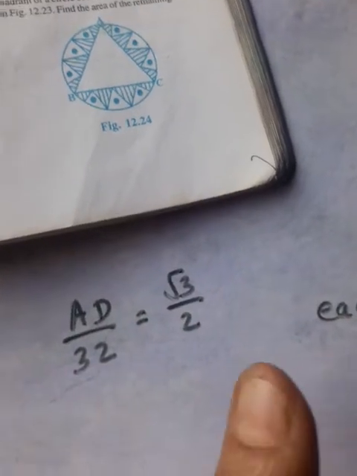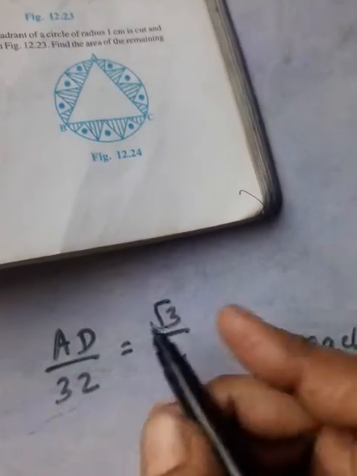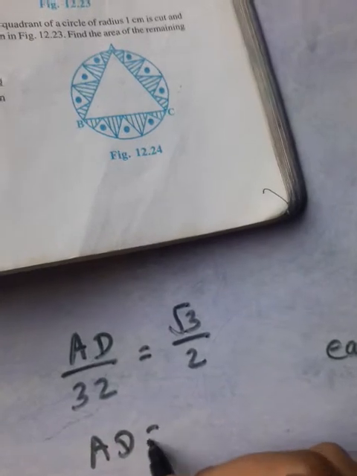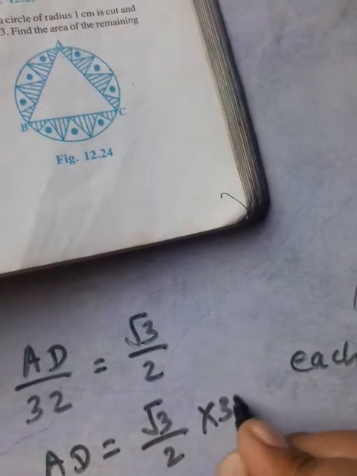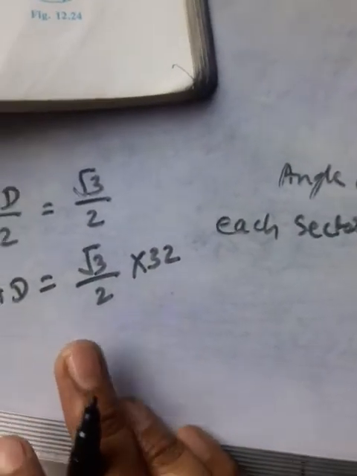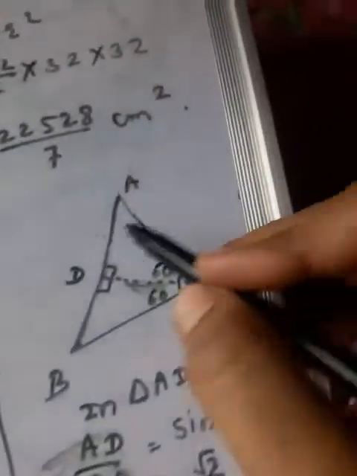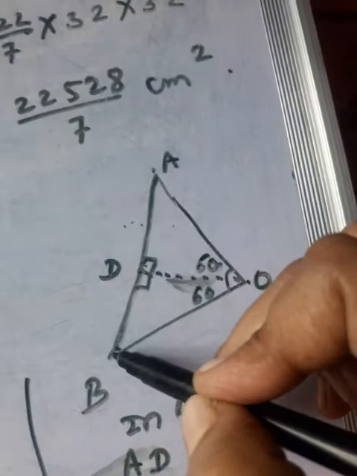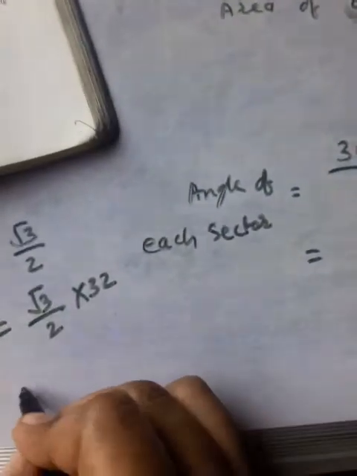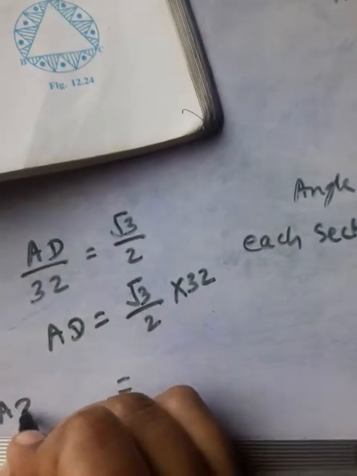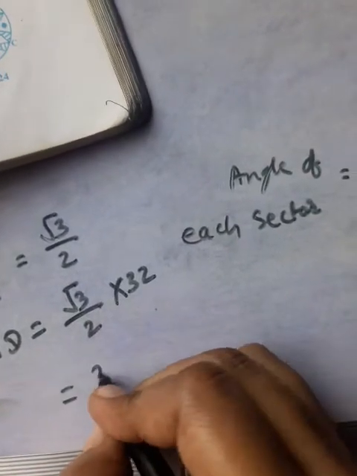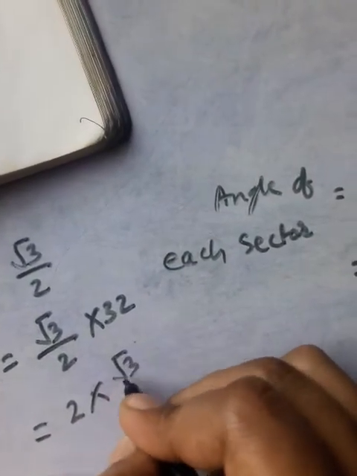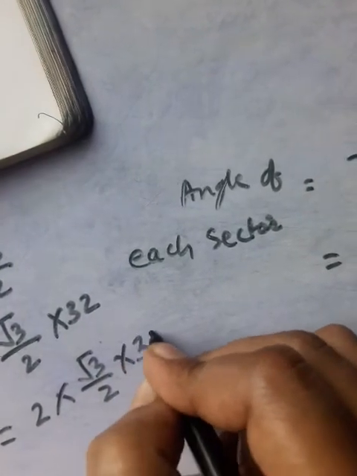See here, AD upon 32 is equal to root 3 by 2. Root 3 by 2 is the value of sin 60. So AD is equal to root 3 by 2 into 32. Now you have the value of AD. The value of DB is also the same. So AD plus DB means 2 times AD, which is 2 times root 3 by 2 into 32.